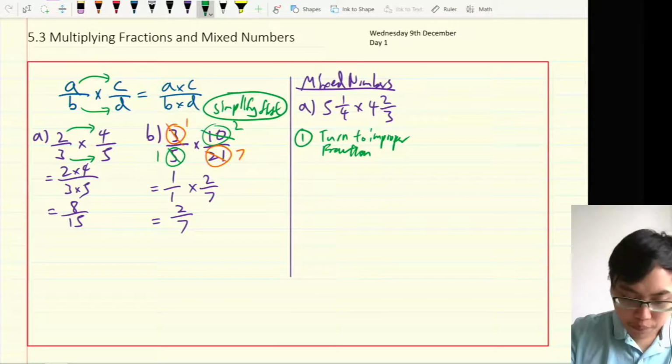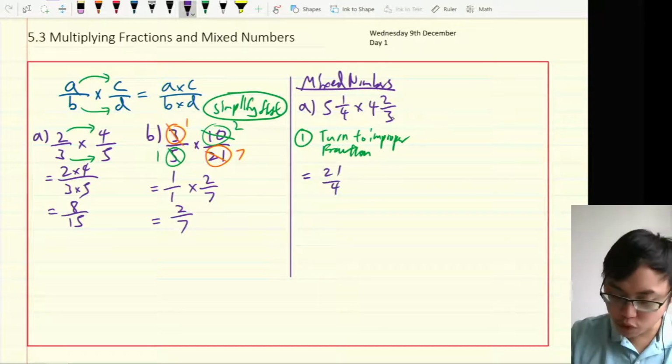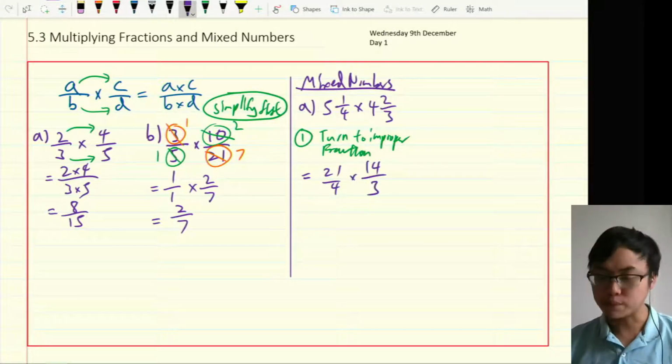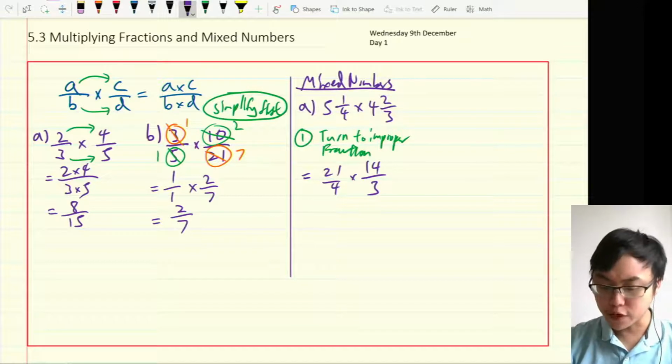Okay, so I'm going to rewrite this now as 5 times 4 plus 1, which is 21 over 4. And then 4 times 3 is 12, plus 2 is 14, so times 14 over 3. So I turned both of these into improper fractions.